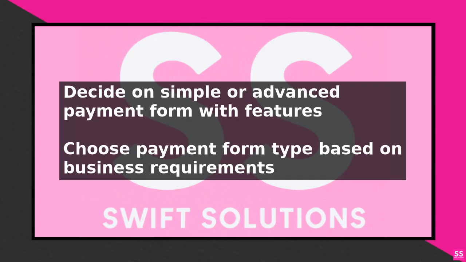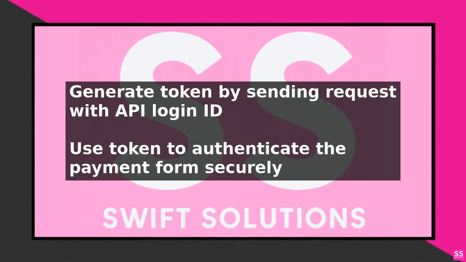The customer will then be able to enter their payment information on the secure Authorize Net server, and the payment will be processed. Once the payment is processed, Authorize Net will send a response back to your server with the result of the transaction. It is also important to note that you should always use a secure connection when sending requests to Authorize Net and that you should never store sensitive payment information on your server.